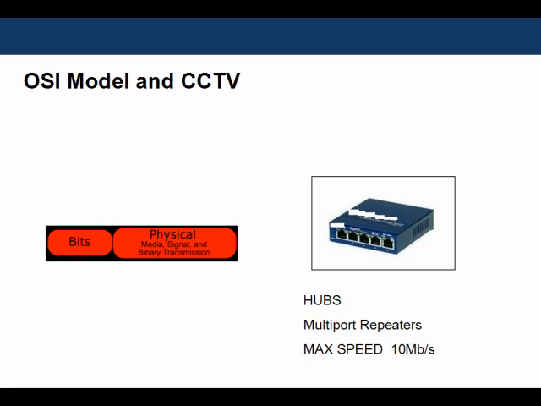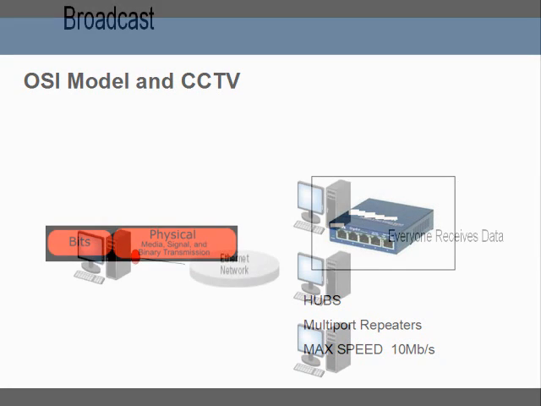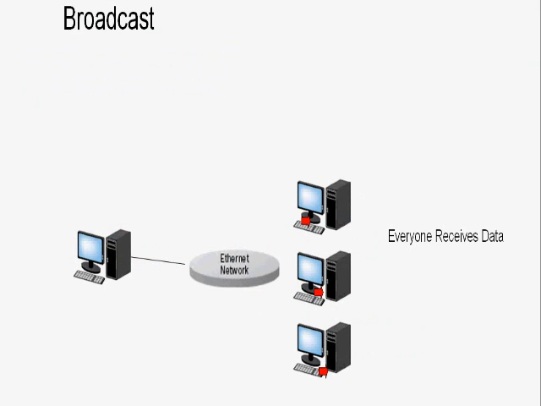They have a max speed of 10 megabits per second, and when connected to a switch, usually work in half duplex mode. You should never use hubs in a CCTV environment. Let's take a look at an example of how a hub might react if I were to push video across it. Notice it's a broadcast device. It sends the video not to just one client, but to all clients on the network.